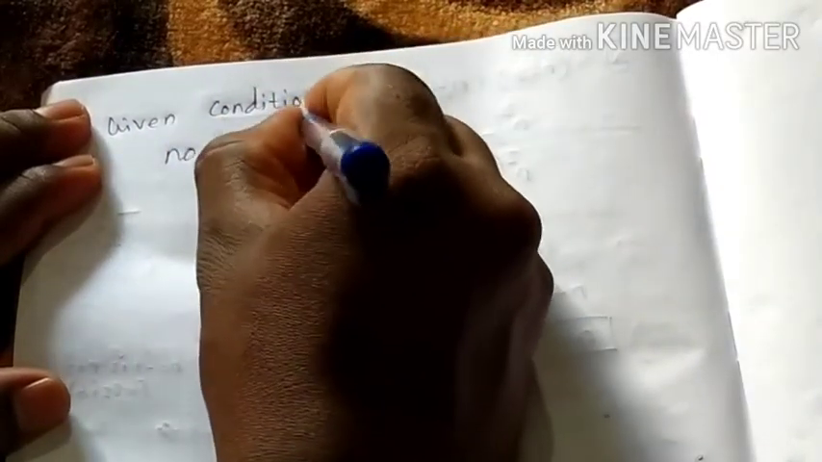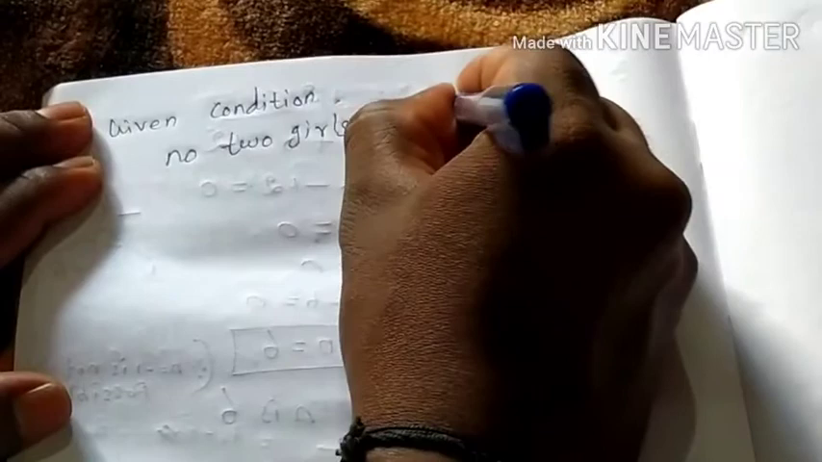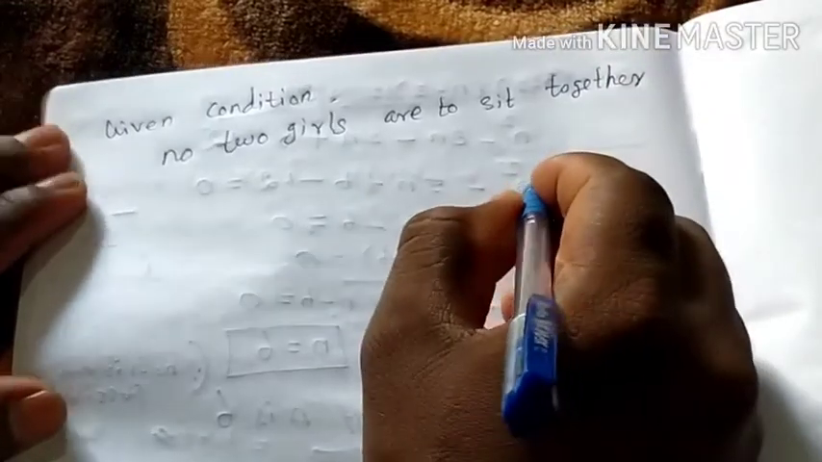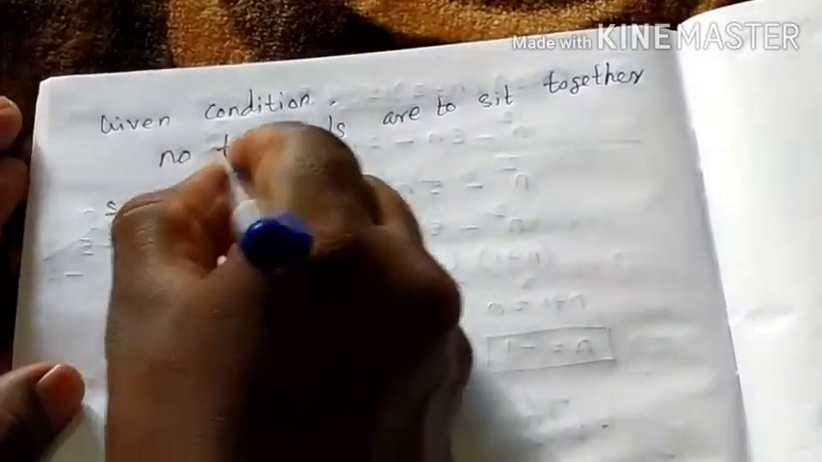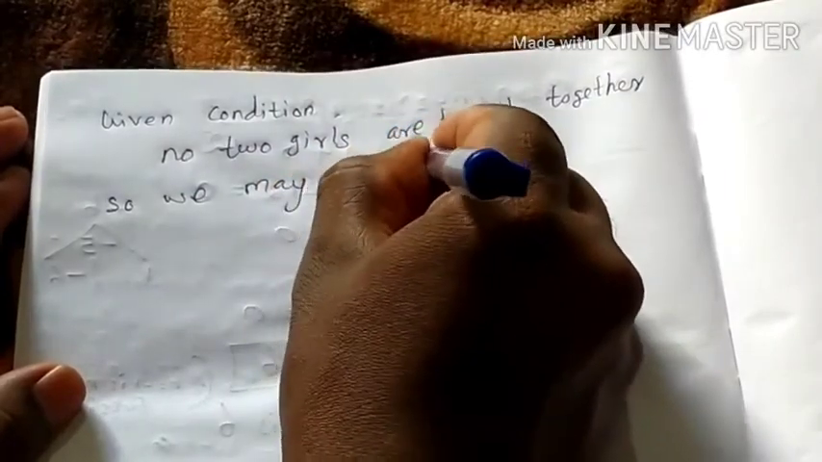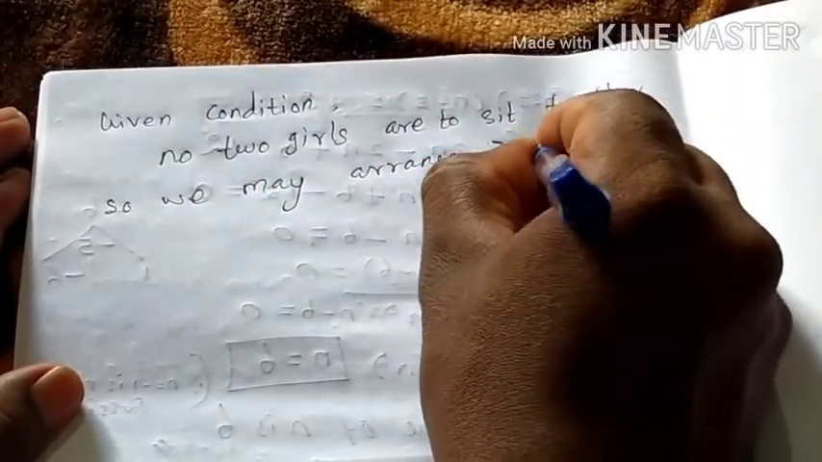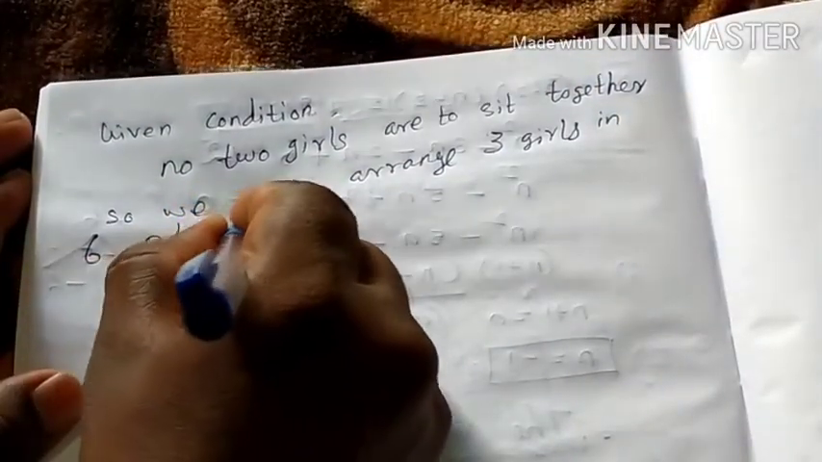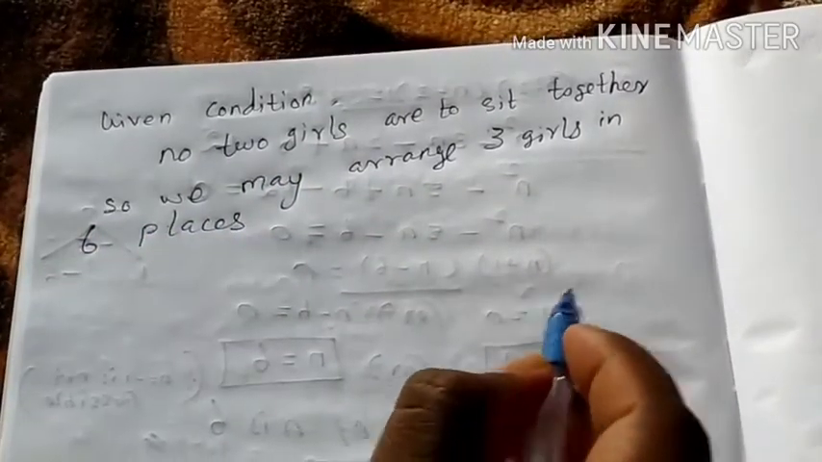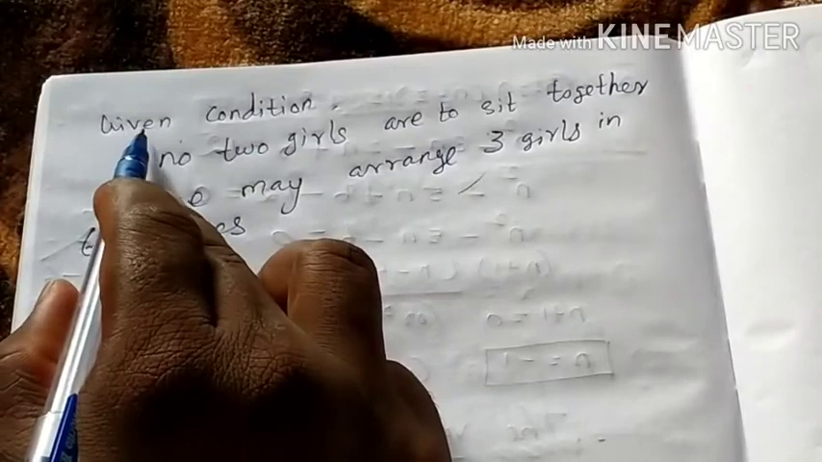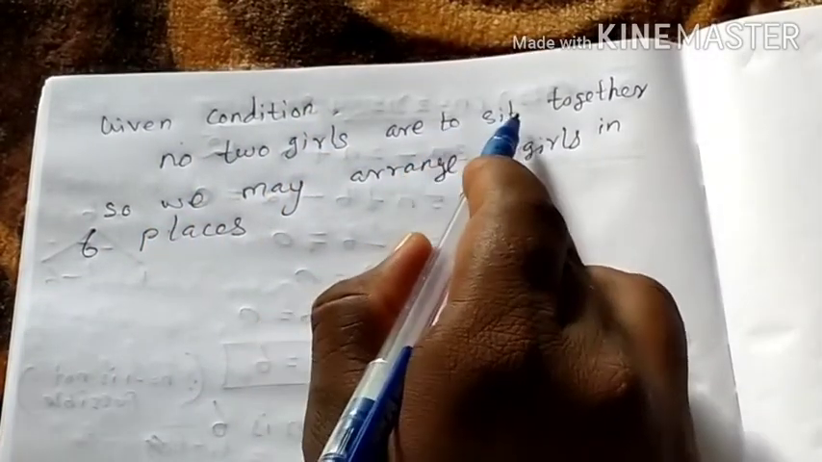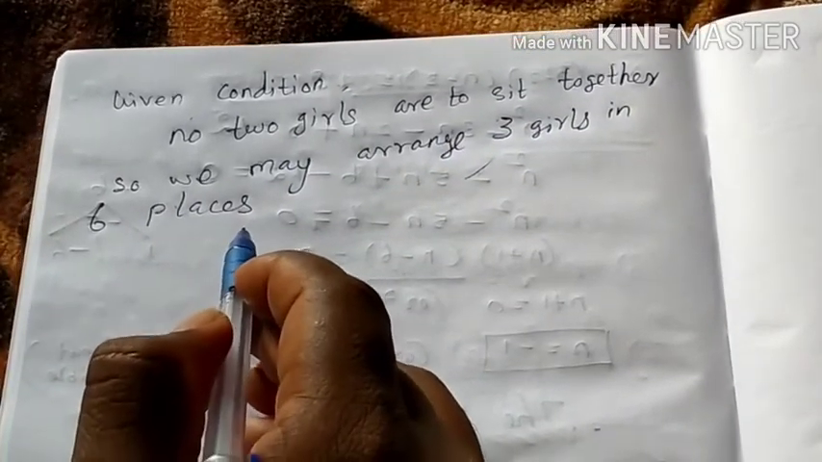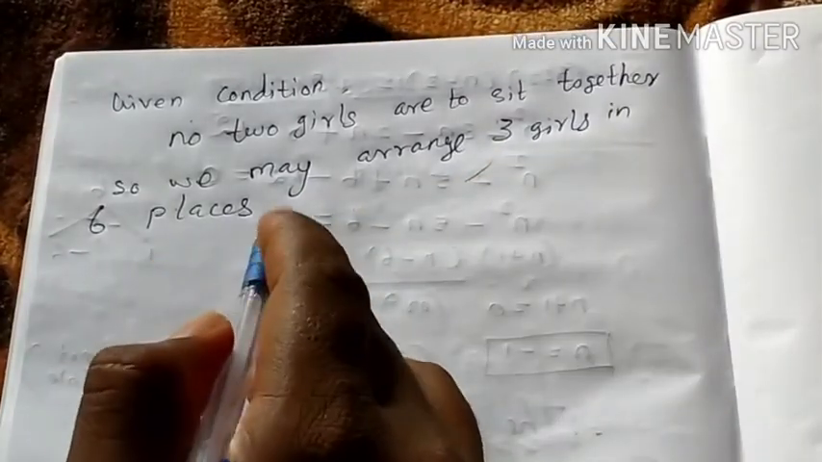The given condition: no two girls are to sit together. This is your condition. So we may arrange 3 girls in 6 places, because we get 6 empty places. Have you understood this line? The given condition is no two girls are to sit together, so we may arrange 3 girls in 6 places. We have to fill 3 girls in 6 places.